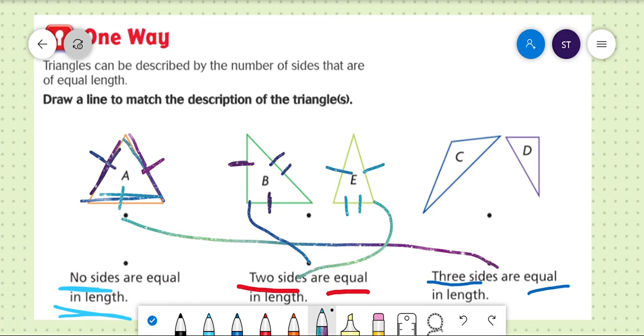And if I look at C, this side is a different size than this side, which is a different size than that side. And D also, this side is different than that side and that side. So these triangles have no sides that are equal. I have described those triangles by the length of their sides. Now let's go down.